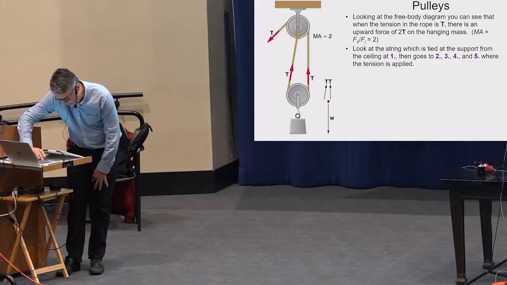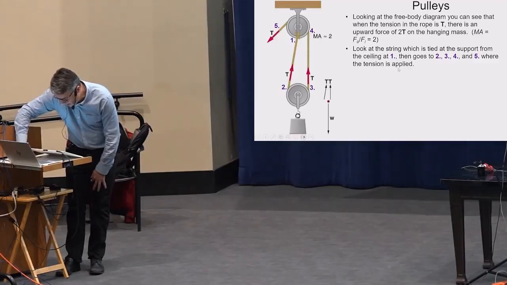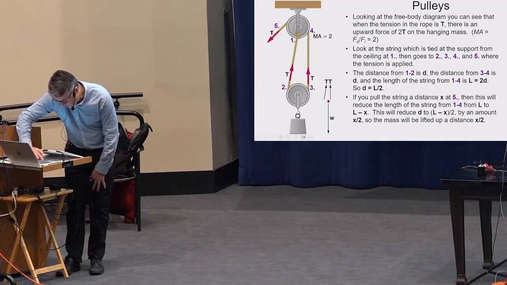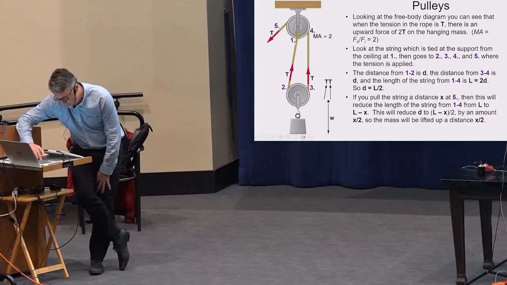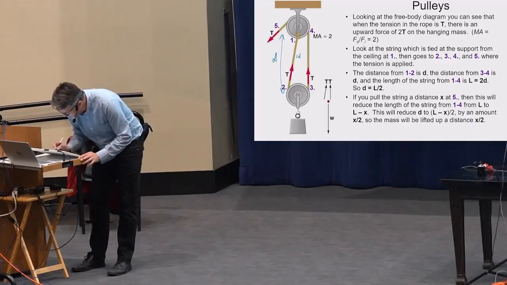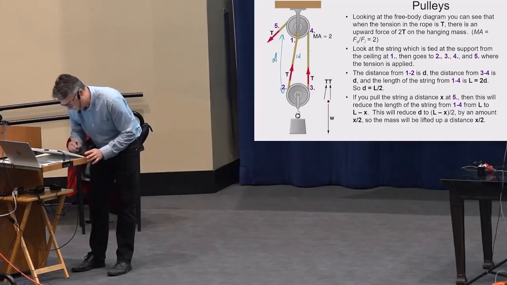But you can also try to think about how far you would have to pull this string. So here's point 1, point 2, point 3, point 4, and point 5. The string goes through these distances. If you pull this string a distance x at 5, then what that'll do is reduce the length of this string by x, because that's conservation of string. But if this distance from here to here is the distance d, then this string has a length of 2d. And so if you've reduced 2d by x, then you reduce this distance by x over 2.